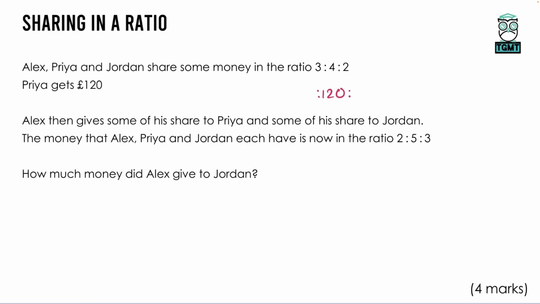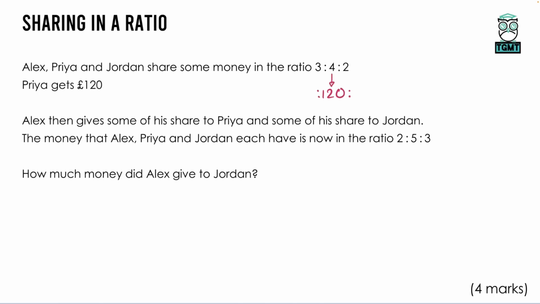So it says Alex then gives some of his share to Priya and some to Jordan, and the money they now have is in the ratio 2:5:3. How much money did Alex give to Jordan? So Jordan is the number at the end, so we'll figure out how much money they actually shared. We'll split it back up into this new ratio and we'll see how much he actually gave to Jordan.